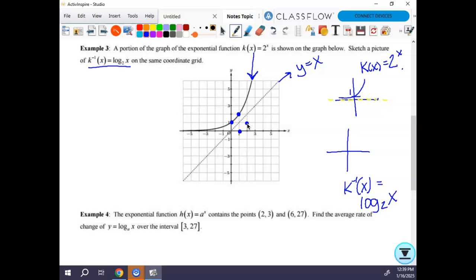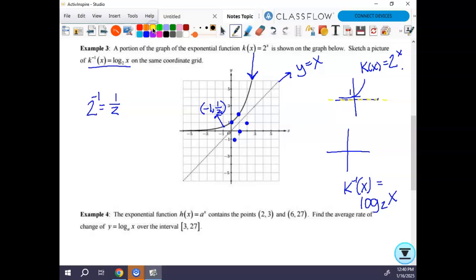Then I have -1, and then whatever that point right there is. Well, what is 2 to the -1 power? 1/2, right? So that means that this ordered pair right here is -1, 1/2. So I can go to 1/2, -1, and get a third point there. Okay, everybody okay with that?